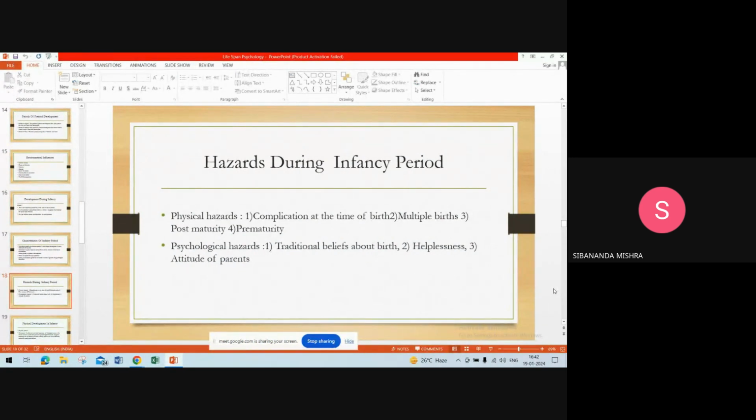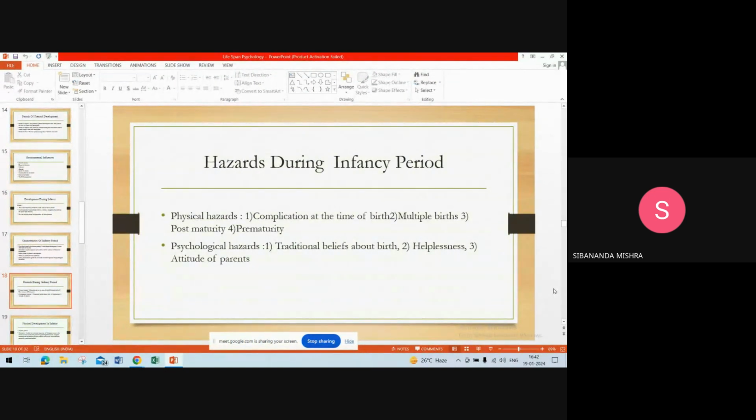Multiple birth is also a difficulty, twins or anything. Post maturity is talking about a larger size of the fetus; the weight of the child is more. So post maturity, larger size of the fetus. And second is prematurity. Prematurity means an immature baby; the child has certain problems like brain damage or respiratory problems. These are physical hazards. Understood?